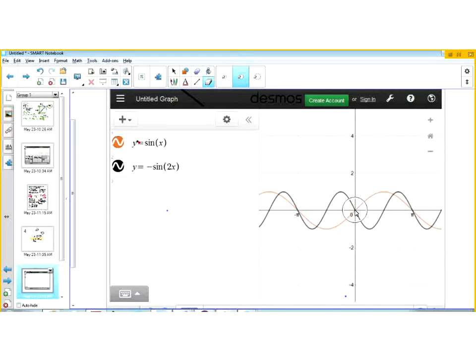Yeah, correct. And then you have the reflection. So that is correct, just as we said. You see the period is pi, and it's a reflection. Okay, so negative sine 2x.